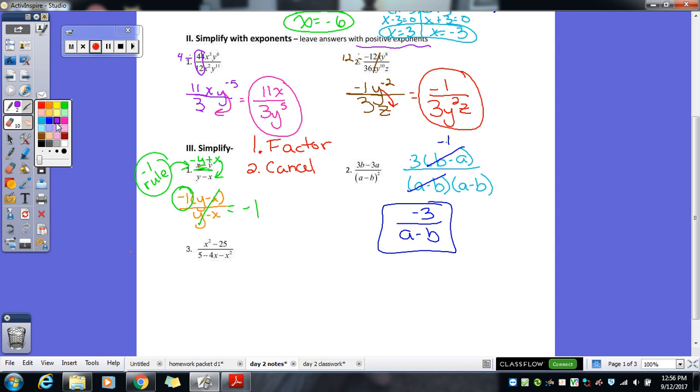So taking a look at our third one, let's start our factoring. What kind of factoring do we have in the numerator? Difference of squares. So we got x minus 5 times x plus 5. The denominator is a trinomial, but they're trying to trick you because they put the numbers first. So you just have to remember to put your numbers first when you factor. So my 5 and my 1 go first in the parentheses. My x's go second. We just have to figure out where the signs are going to go.